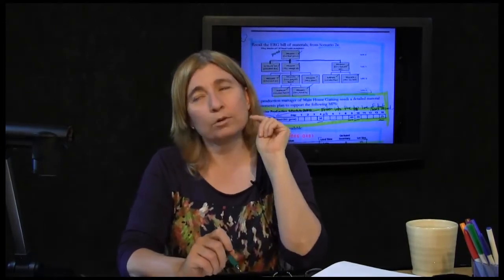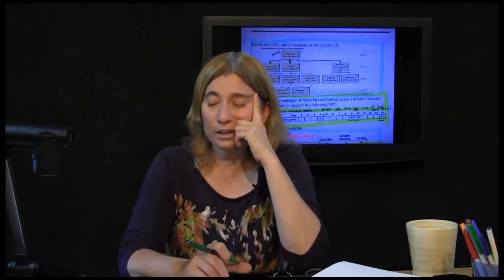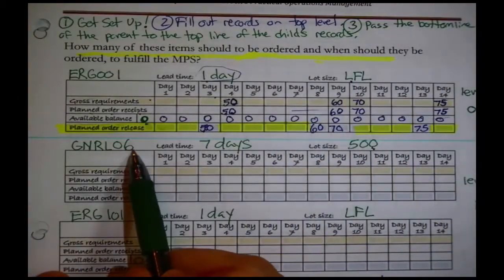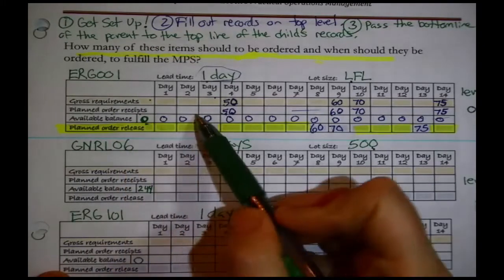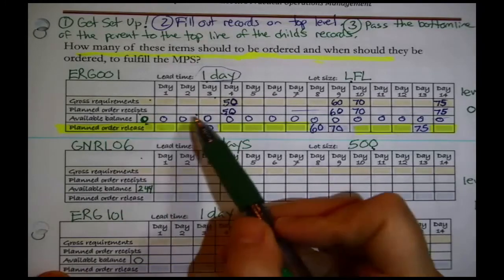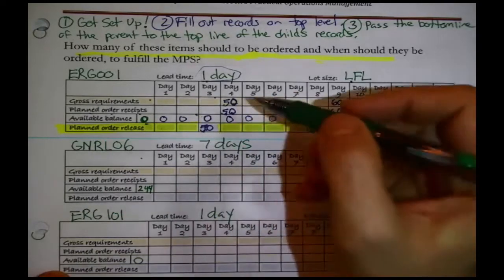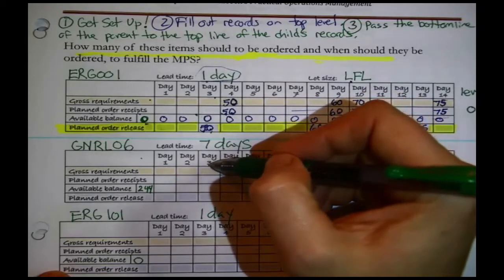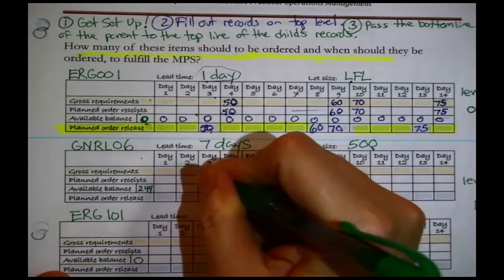So what do we do now? The bottom line of the parent is passed into the top line of the child's record. Actually, multiplied by the number of child items required to assemble one parent. The only time in this scenario we have to remember this is for the next item, the dice, because GNRL06 is dice. You need 2 die cubes for each finished game. You're throwing 2 cubes into the game before you close the box. Okay, which means that this 50, the bottom line of the parent, is passed into the top line of the child's record. This is the only case in which we do need to remember to double that number.